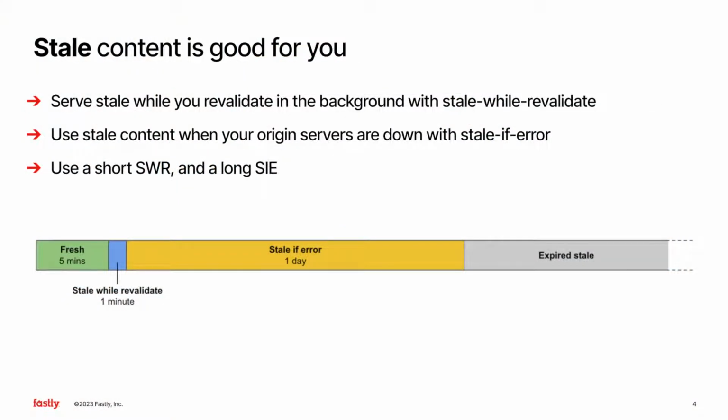To sum it up, stale content is good for you. You should serve stale while you revalidate in the background by using stale-while-revalidate. You should use stale content when your origin servers are down by using stale-if-error, because as Andrew said, you definitely don't want to be showing an error page to your users. And the way to make this work most effectively is to use a short stale-while-revalidate period and a long stale-if-error period. The long stale-if-error period could be very long, because if you're returning an error from the origin, there's really no harm in serving some older content instead.